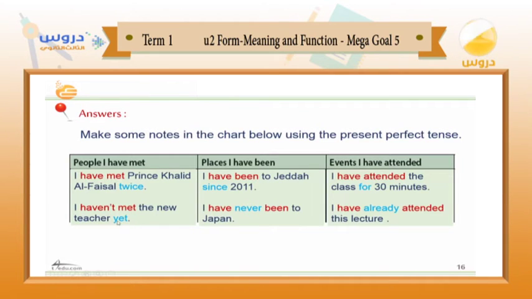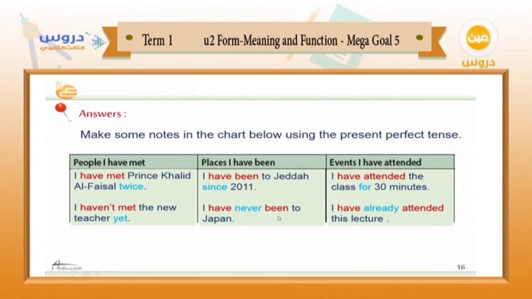Yet here is used with the negative. Okay. I haven't met, because here I use the negative. I can use yet. All right. What about the places I have been? I have been to Jeddah since 2011. I've been to Jeddah since 2011. Since is a time expression used with present perfect.